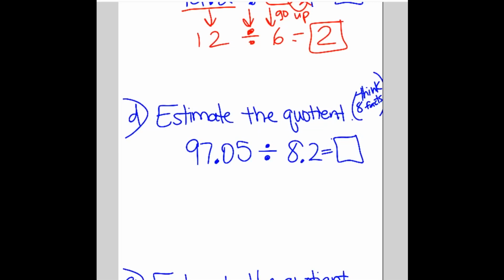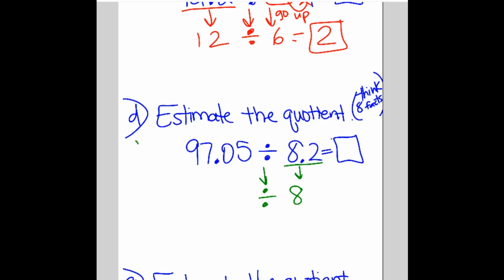All right, this next example says estimate the quotients and think 8 facts. So looking at 97.05 divided by 8.2, I know the 8.2 is what I'm going to have, and I have to think of my 8 facts. So I'm turning this to an 8, obviously. This will be a division sign still. And now I need to figure out what this 97, or 97.05, is going to turn into so that I can think my 8 facts.